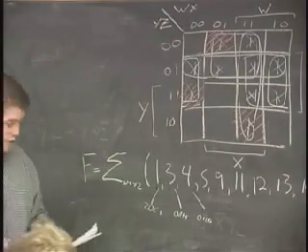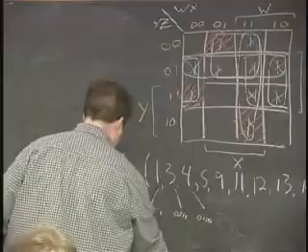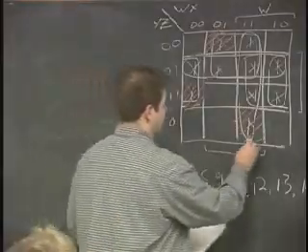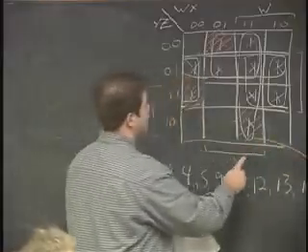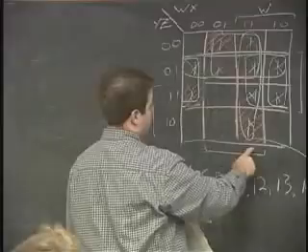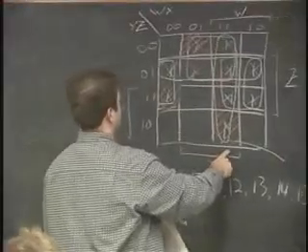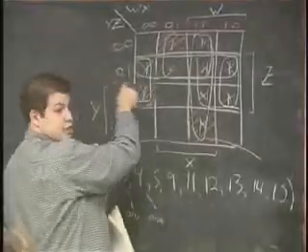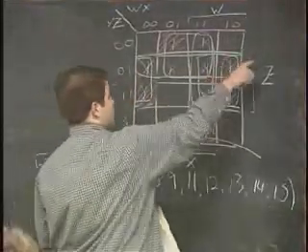So let's go ahead and do some simplification. Let's simplify this one right here. So this stays the same in W. It stays the same in X. It changes in Y, right? It covers all 4, so it changes in Y. And it also changes in Z.